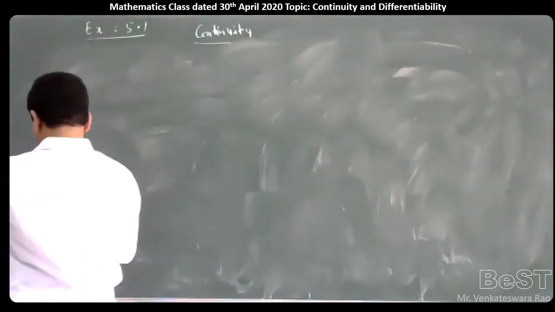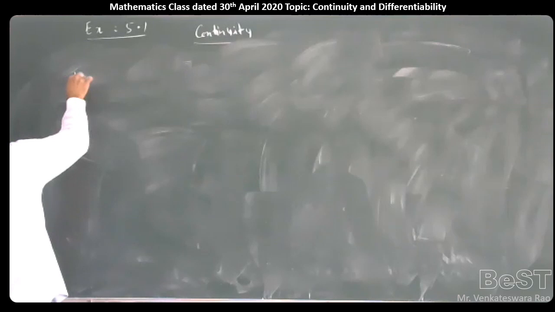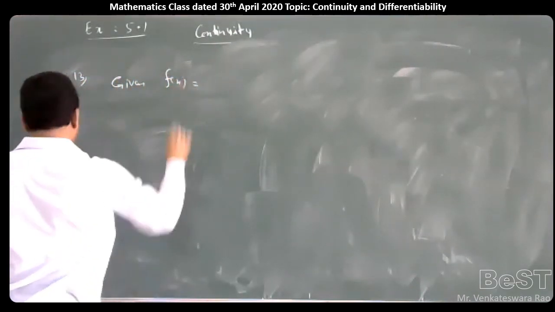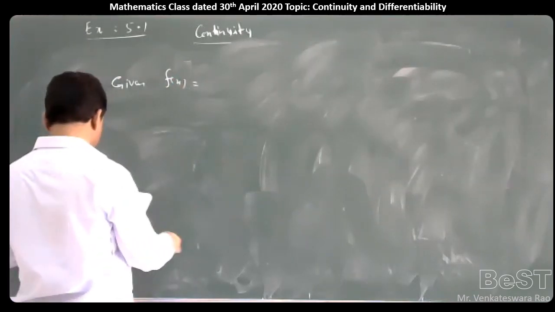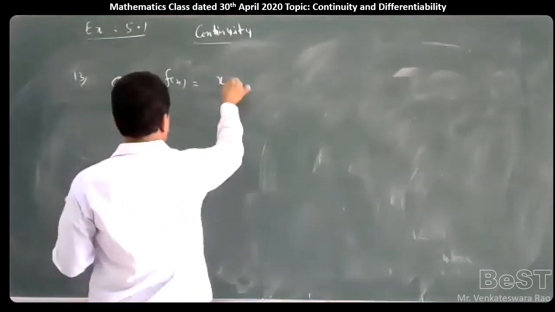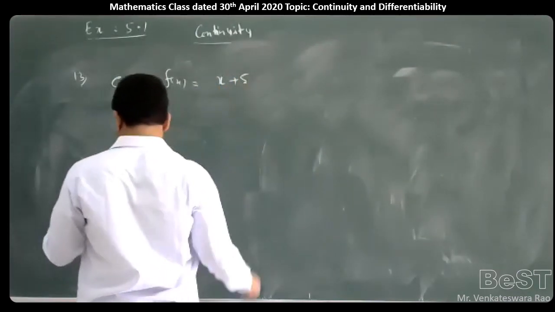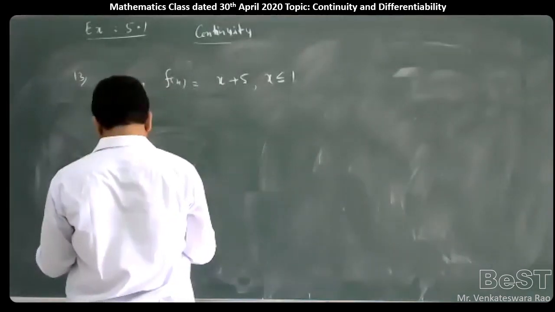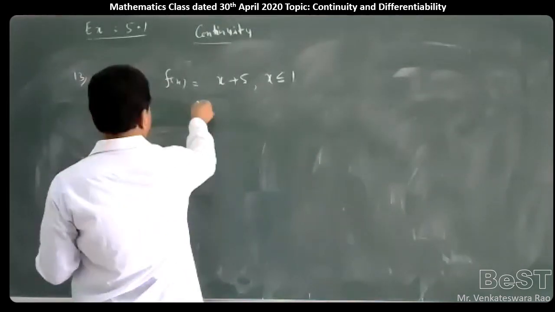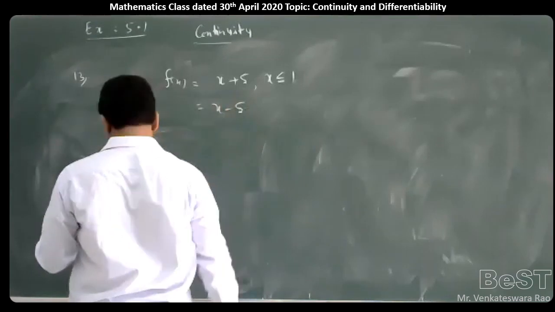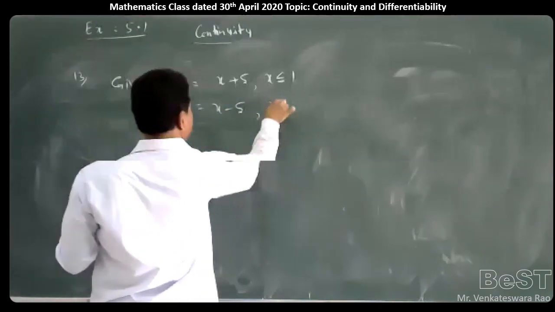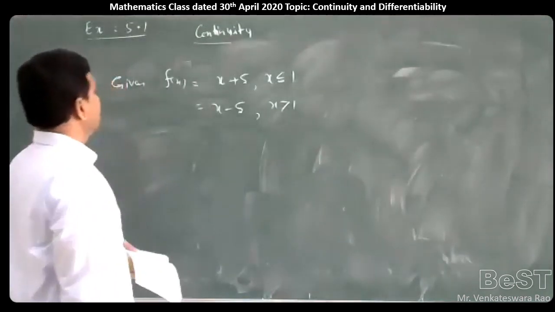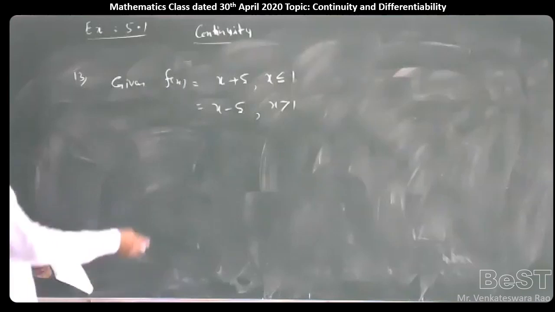See a similar type: is the function defined by, what is the given function? Note it down first. Given f of x is equal to x plus 5 when x is less than or equal to 1, and x minus 5 when x is greater than 1. Is it a continuous function? We'll decide.